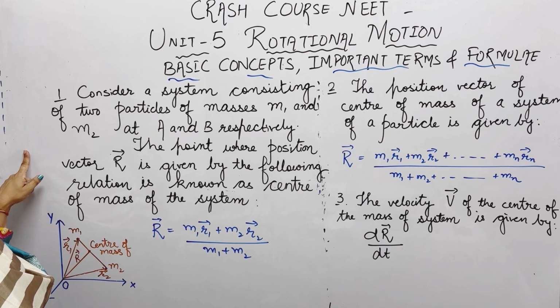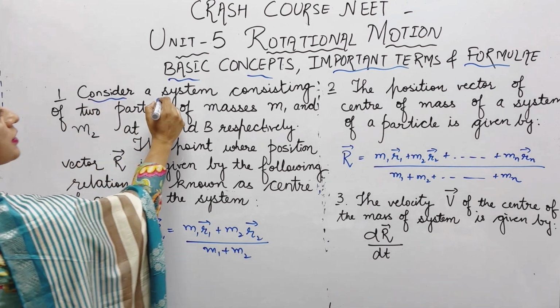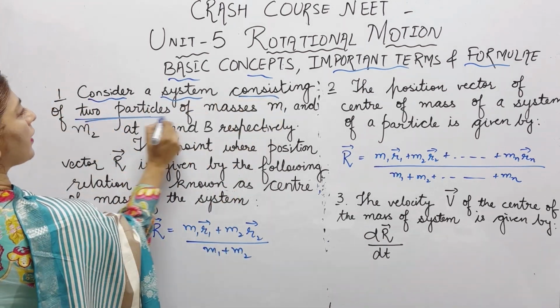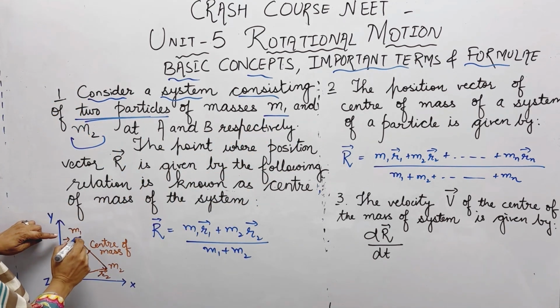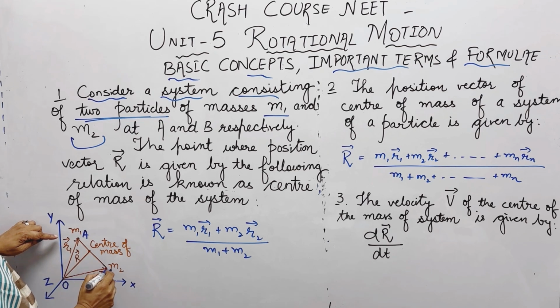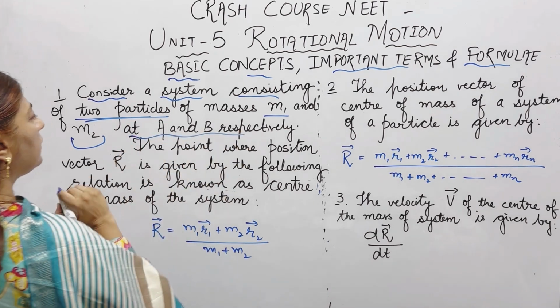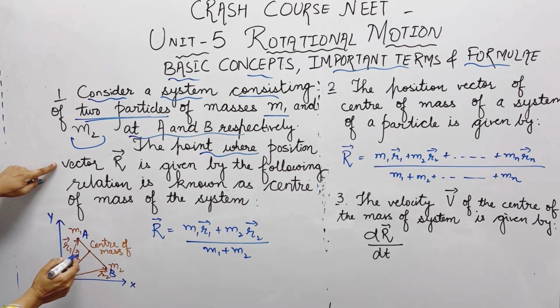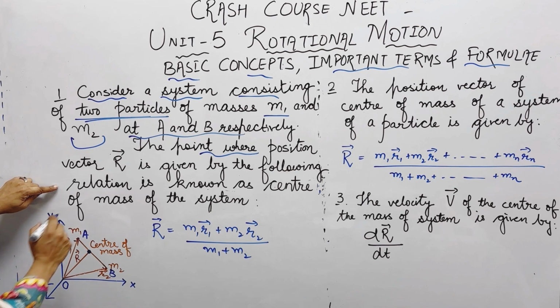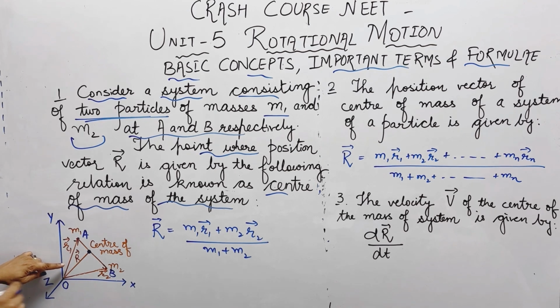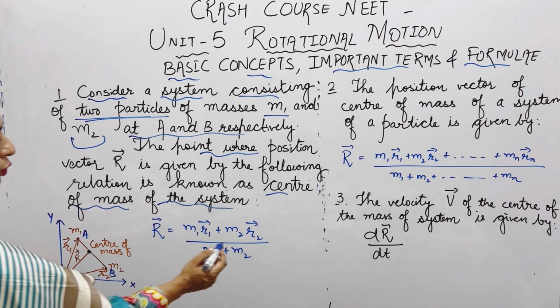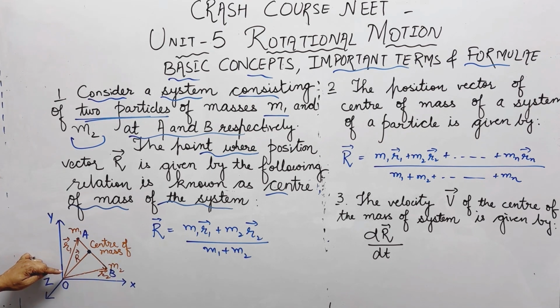Among that, the first one is the center of mass. Consider a system consisting of two particles of masses m1 and m2 at points A and B. The point where the position vector capital R is given by the relation is known as the center of mass of the system, and R is given by m1 r1 plus m2 r2 divided by m1 plus m2.